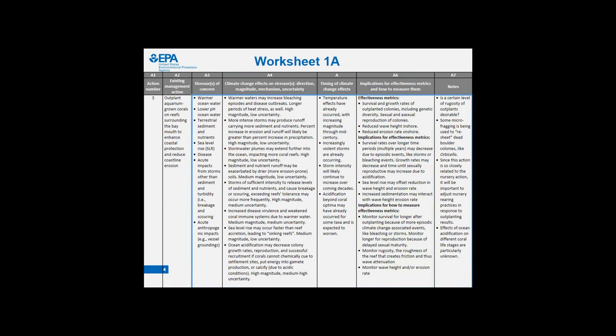And then the question addressed by column A4 is how is climate change affecting these stressors? Which direction are they heading? Which magnitude? Are they likely to become greater or lesser? What are the mechanisms? How is this likely to work? And the uncertainty, or how certain we are that this is likely to occur.